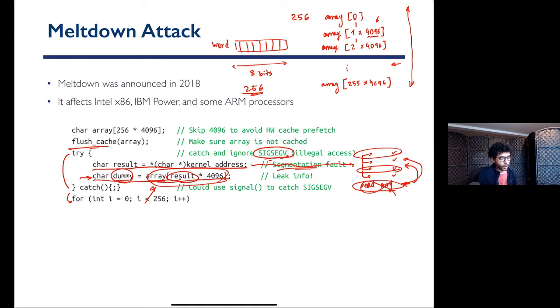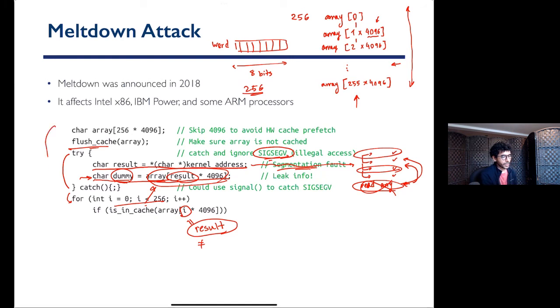Now, what am I going to do? I'm going to go through all possible characters from 0 to 256, and see how long it takes to read these variables. If i equals result, then this array is cached, so I'm going to read it really fast because it's in my cache. If i is not equal to result, then I'm going to go to memory, so it's going to take a lot of time. So if I can time my accesses, then I can figure out which one of them is cached. And when I get the fastest read, I know that i is equal to result. So basically, I figured out what was stored in my kernel memory.